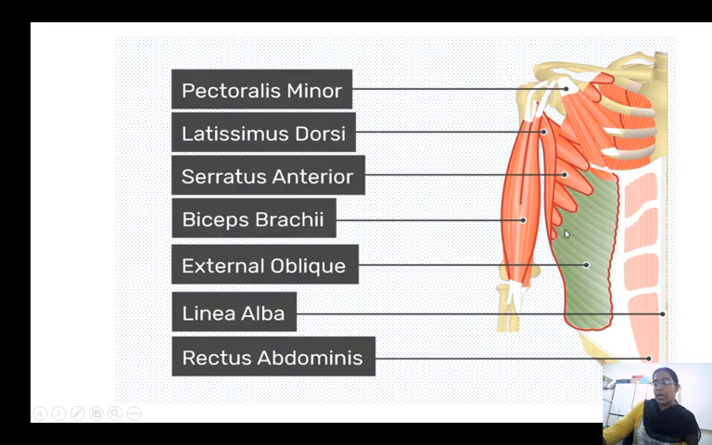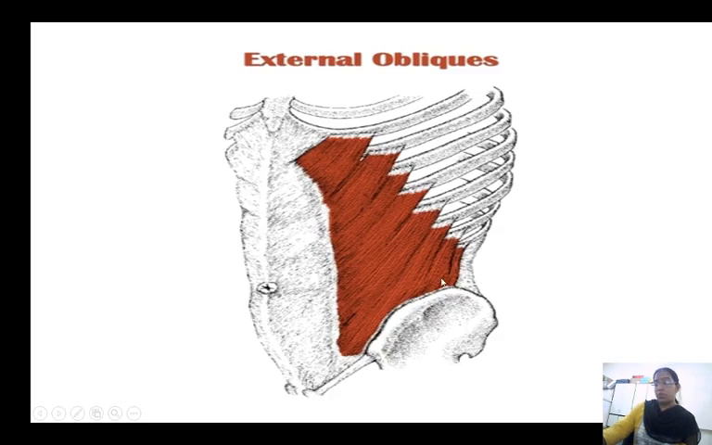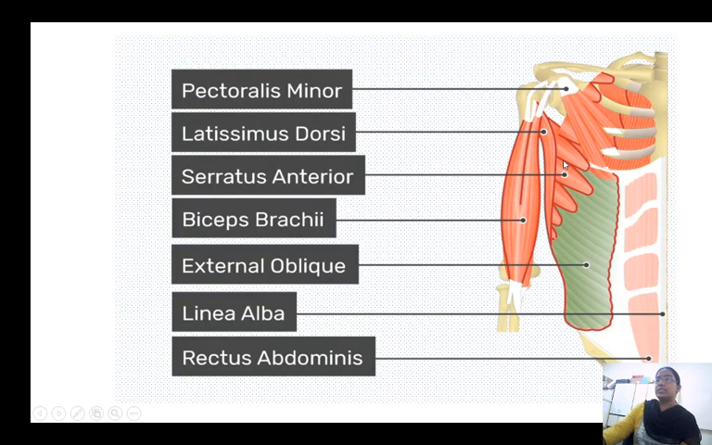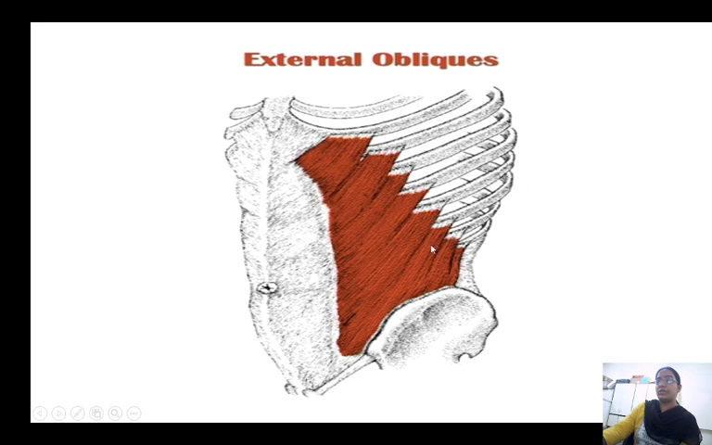There are some points you have to remember about the origin of the external oblique from these ribs. There are upper 4 digitations and lower 4 digitations of the external oblique muscle. The upper 4 digitations interdigitate with the serratus anterior muscle.